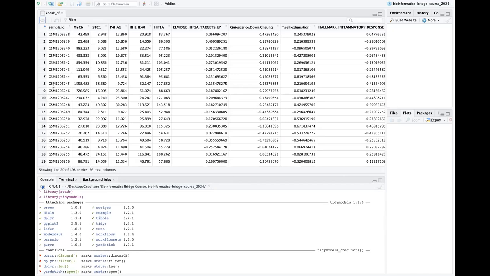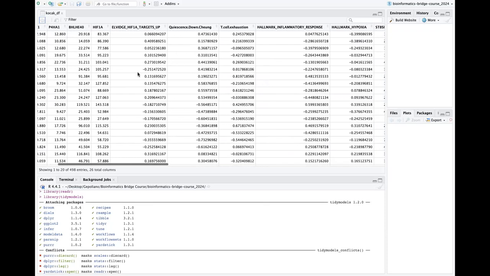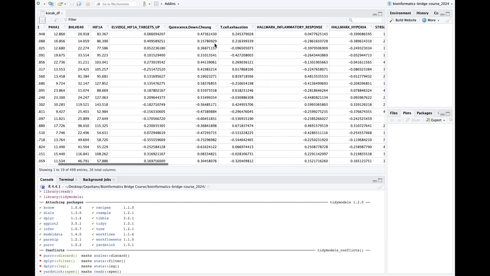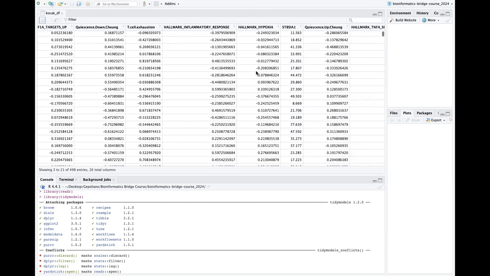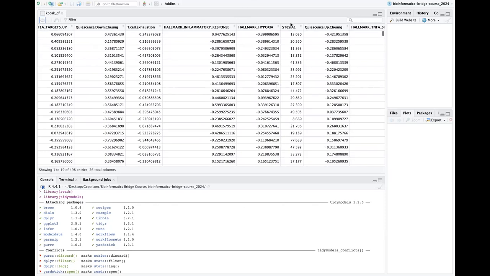So the first column that we have here is the sample ID column, and then there's MYCN expression, there's STC1, P4HA1, and so on and so forth. I see HIF1, the hypoxia-inducible factor. I see T-cell exhaustion. I see the hallmark inflammatory response. Oh, hallmark hypoxia is here. I was wrong. It is here.